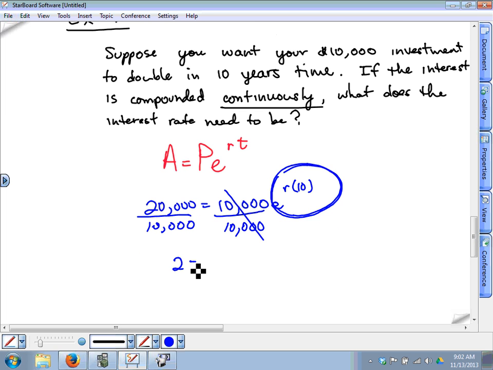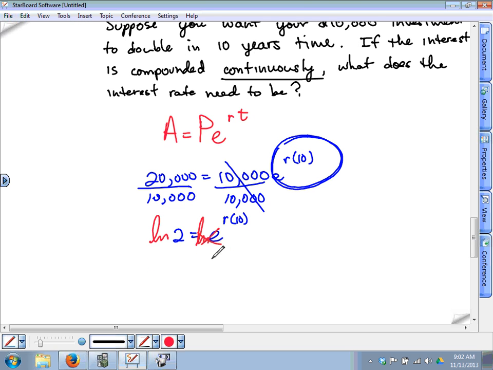Okay, so now we have the equation 2 equals e to the rate times 10. And then we take natural log. Natural log cancels base of e. So we have the natural log of 2 is equal to the rate times 10. And then we divide by 10. Yep. Divide by 10. So the interest rate is natural log of 2 over 10.